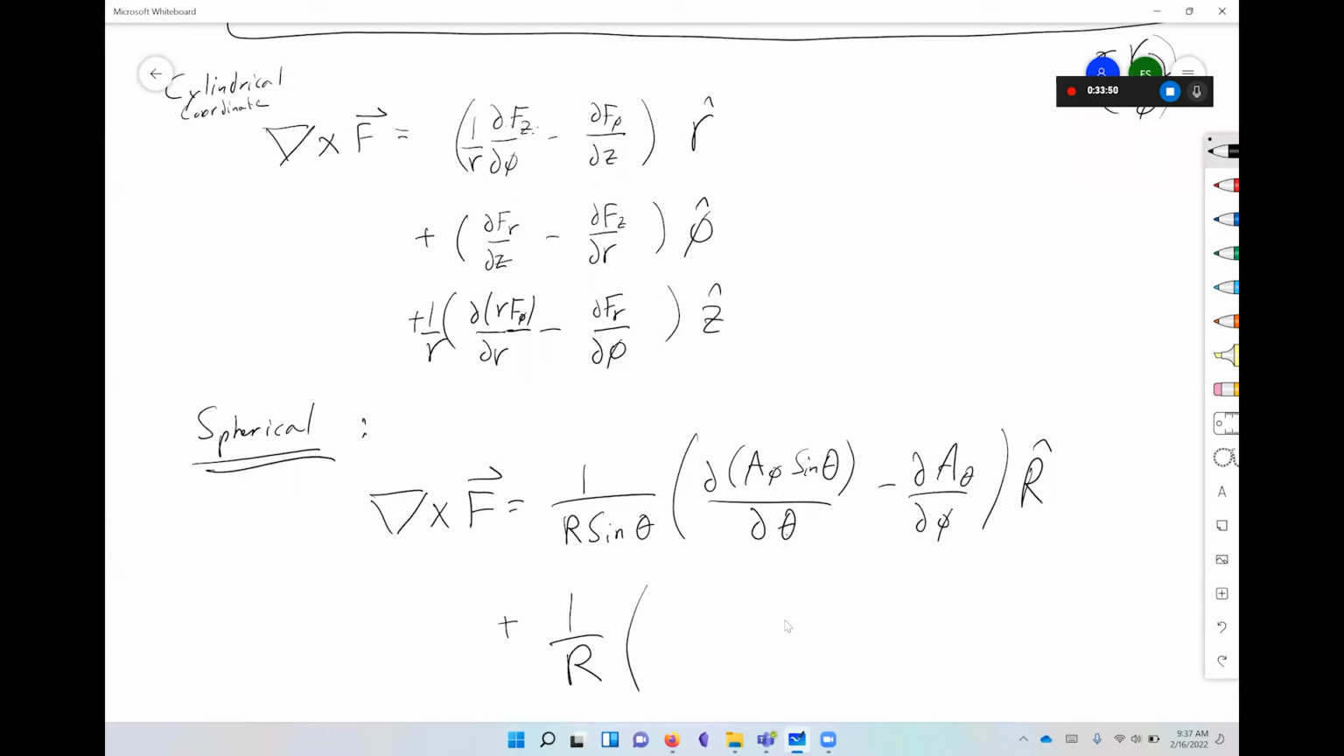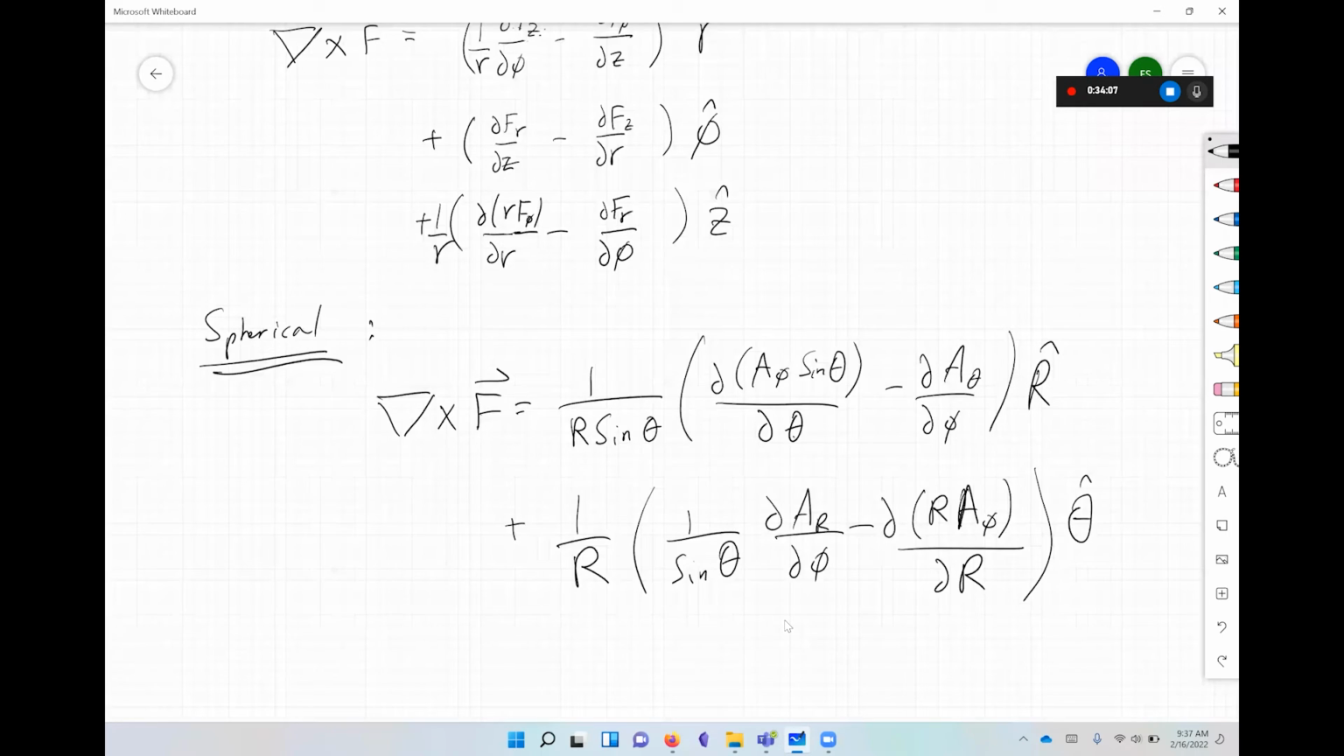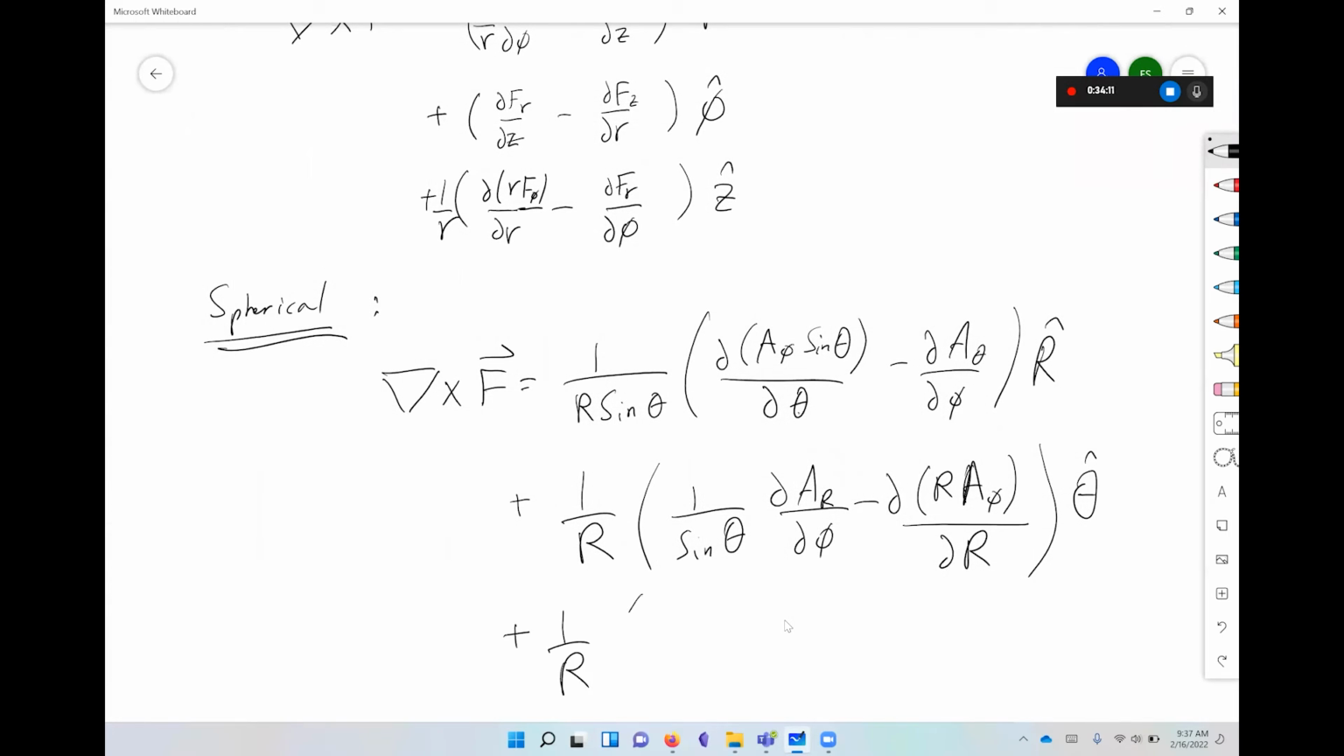1 over R, 1 over sine theta. Notice it's a little bit more complicated. Delta AR over delta phi. Phi comes after theta, so that makes sense. Minus delta R A phi over delta R, theta hat. And then 1 over R, delta R A theta over delta R minus delta AR over delta theta, phi hat. Right after phi comes R and theta.